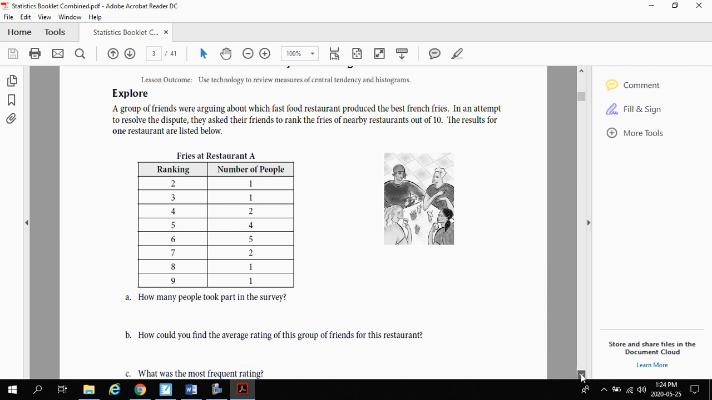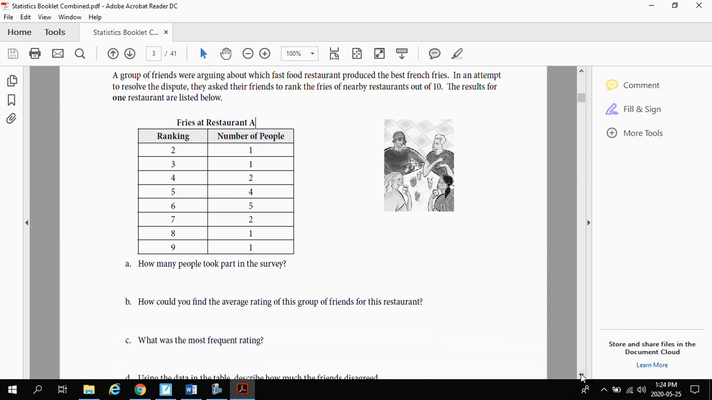So fries at restaurant A. Whatever, we'll call restaurant A McDonald's. And so they said, what do you think about McDonald's fries out of 10? So what it shows here is one person said, I hate McDonald's fries. I'll give them a 2 out of 10. They're wrong, but that can be their opinion. So one person gave them a ranking of 3. 2 people gave the McDonald's fries a ranking of 4. 4 people said, I'll give it a 5. They're good, they're okay.